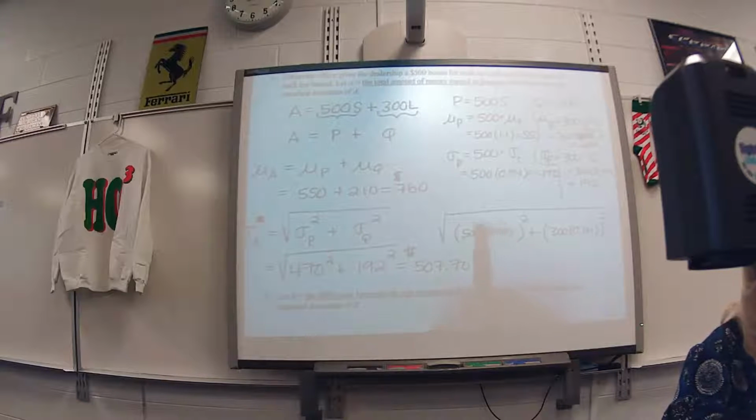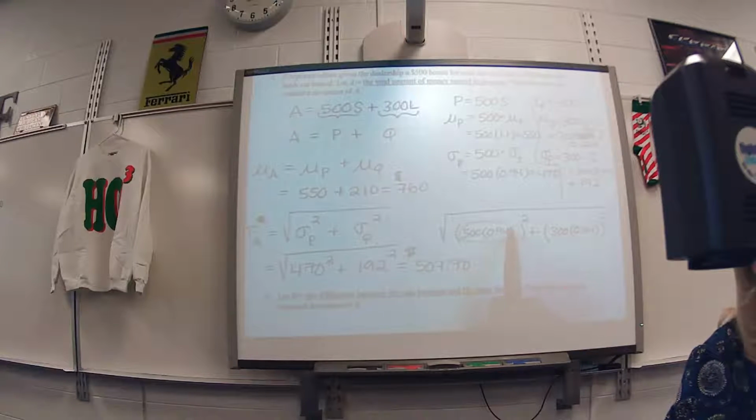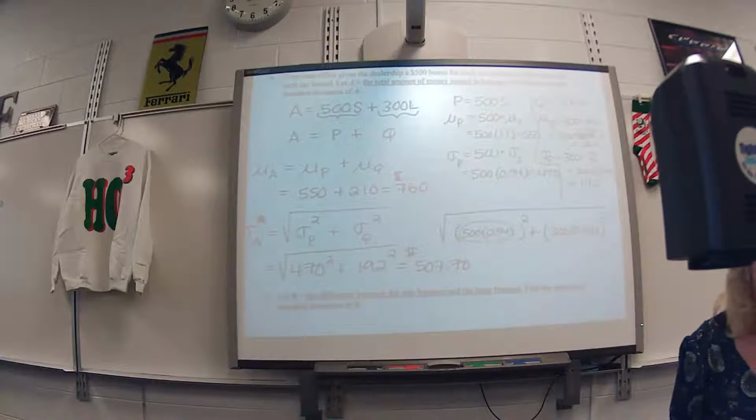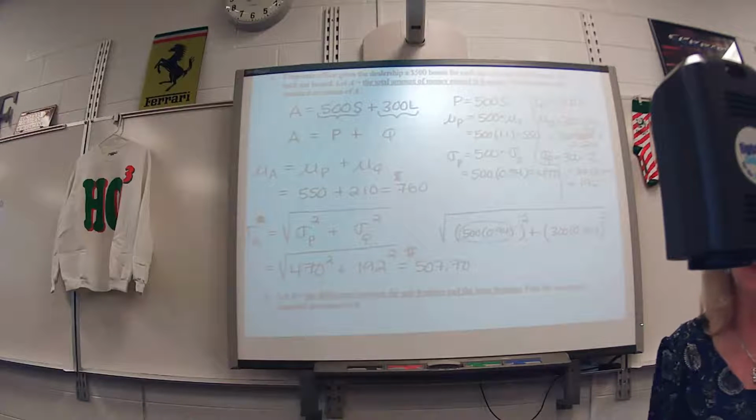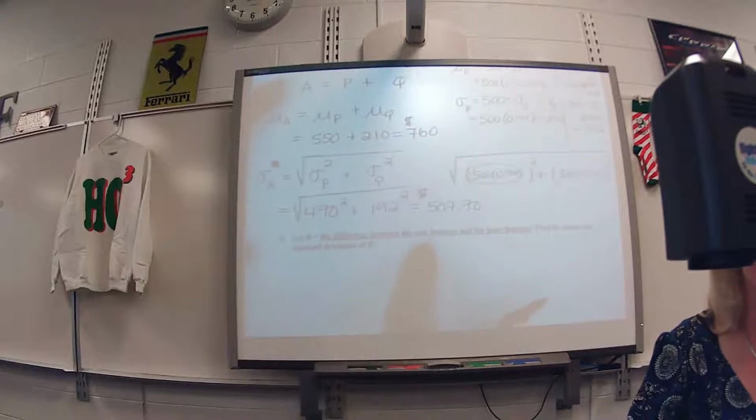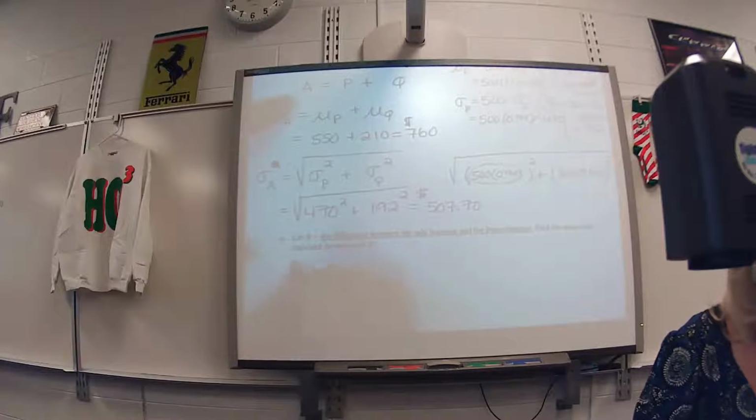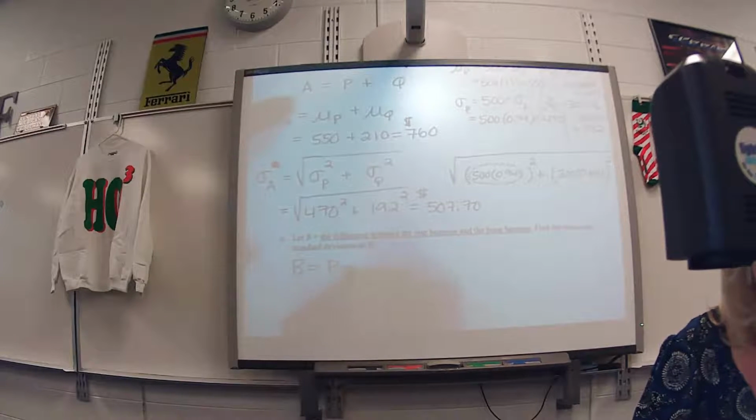So this right here is the rule for transforming, and it's been put inside of the rule for combining, okay? Now it says let B be the difference between the sale bonuses and the lease bonuses. So now I would say B is going to be equal to P minus Q.